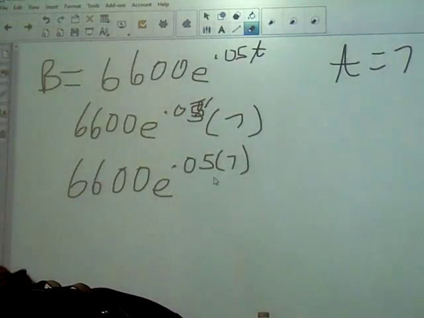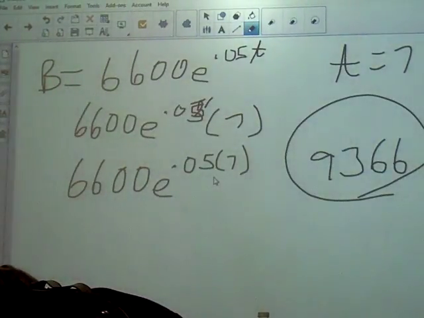Now, it looks like the choices rounded that to the nearest whole book. So round it to the nearest whole book. What'd y'all get? 9,366. Good job, Caleb.